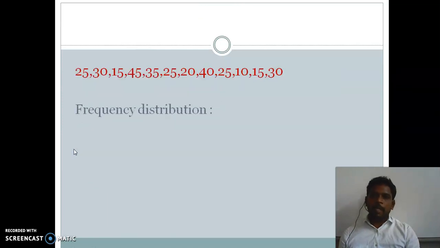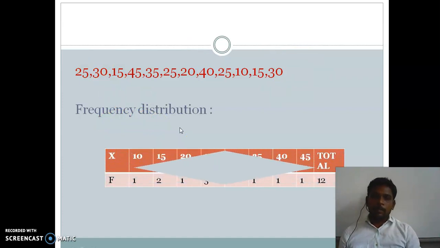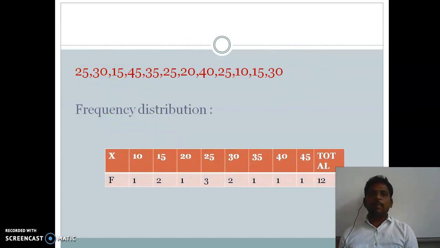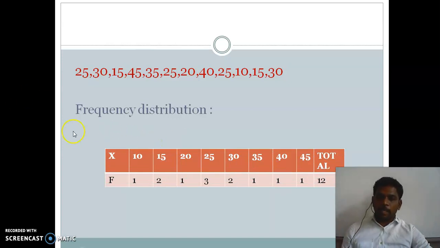And the next type of data is nothing but frequency distribution. The same information, how can you represent it under frequency distribution? So this form is nothing but frequency distribution, or we can call it a frequency table also. So here exist the different marks. Look here, how many marks are there? 12 marks are there. In that, some of the marks are repeated here, right?